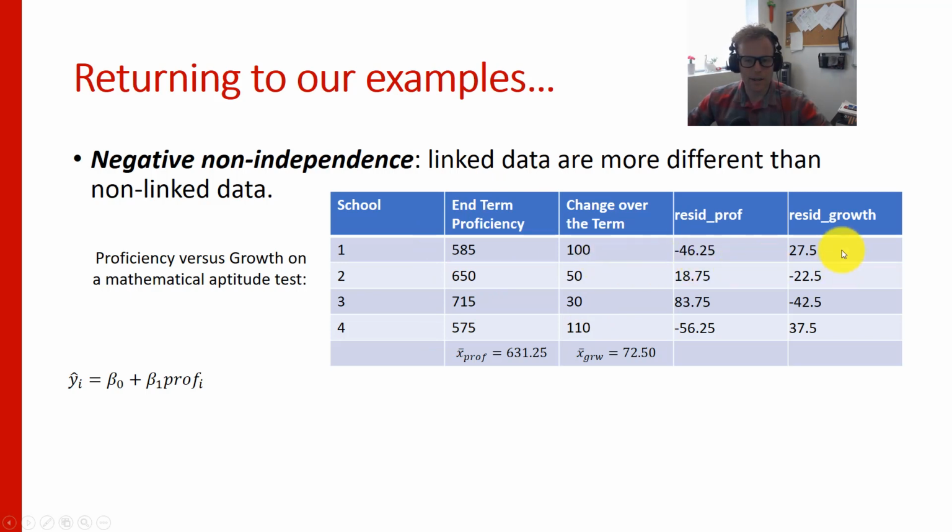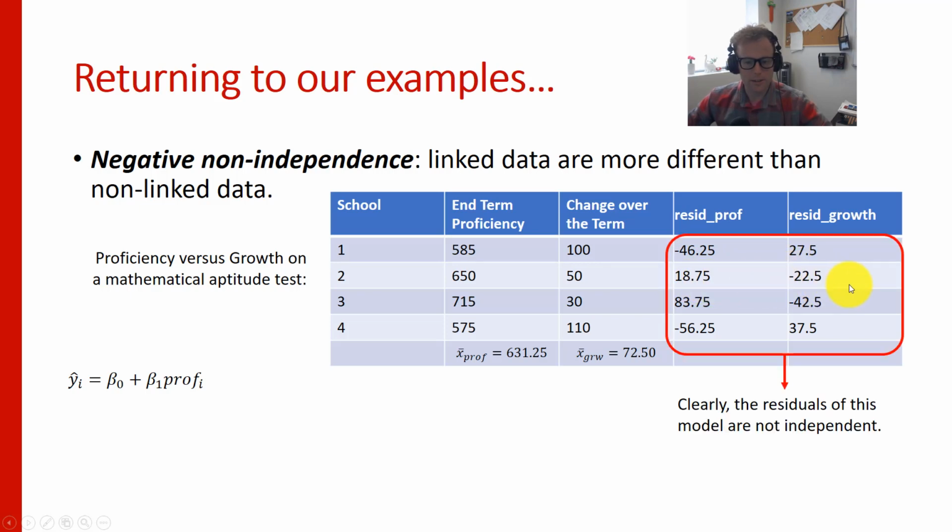And we can see that again, if we take the residuals from this regression equation, if we treated these data inappropriately, what we would end up with is a difference between each data point and what our model estimates. So it's this data point and the mean proficiency score for end of term proficiency, and this data point and the mean change score for growth over the course of the term. And we'd find that we have a negative proficiency residual here and a positive growth residual here. For school number 2, we have a positive proficiency residual here, but a negative growth residual here. So again, clearly these residuals are not independent because we always have negatives and positives going together, which means that we have a negative correlation between the data points in our data.